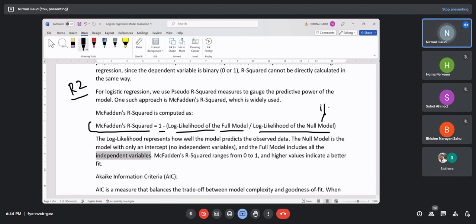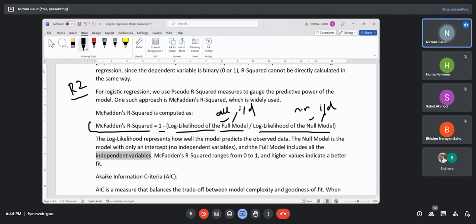No independent variable available. In the full model, I am having all the independent variables. So here it is all and here it is none. So it's called a null model and it is called a full model. So 1 minus this thing is going to give you R square.